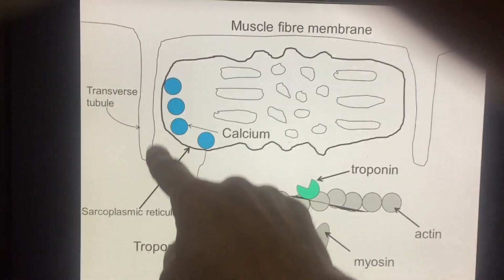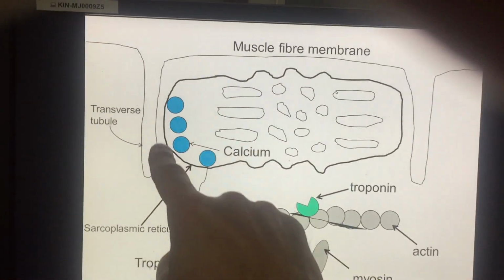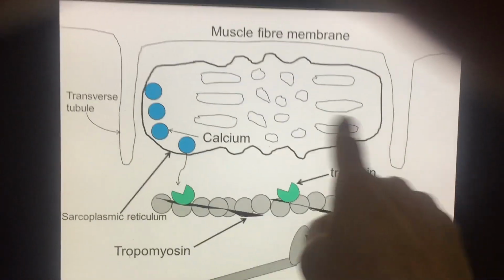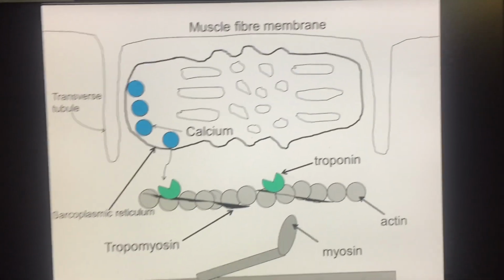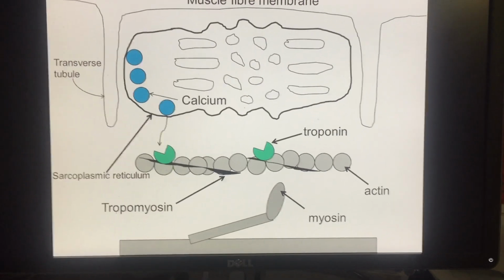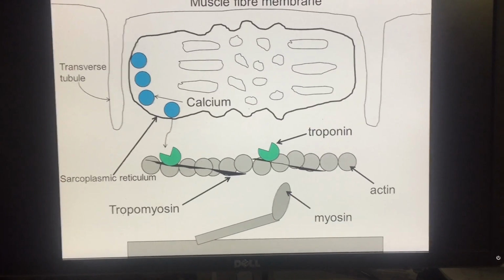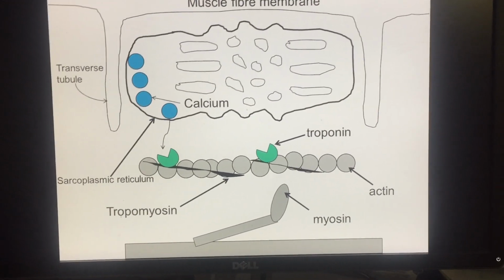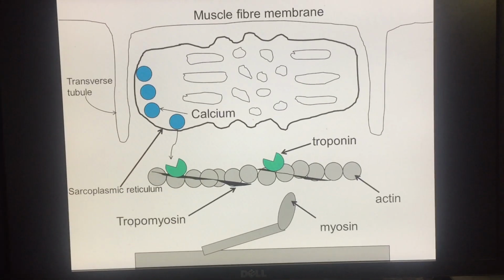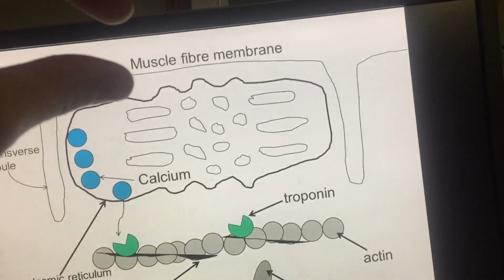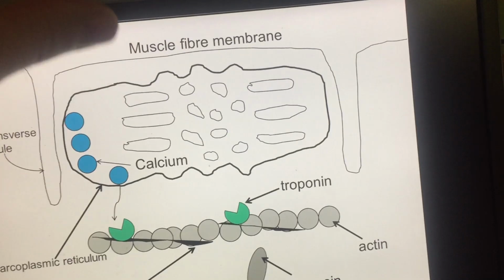And then you see this transverse tubule that comes down from the muscle fiber membrane and is associated with the sarcoplasmic reticulum. And what happens during contraction is that you have a stimulus that comes from your motor neurons, your neurons that are located in your spinal cord. They're connected to your muscle fibers with axons, but they're not perfectly connected. So there's actually a space up here between the end of the axon and the muscle fiber membrane.